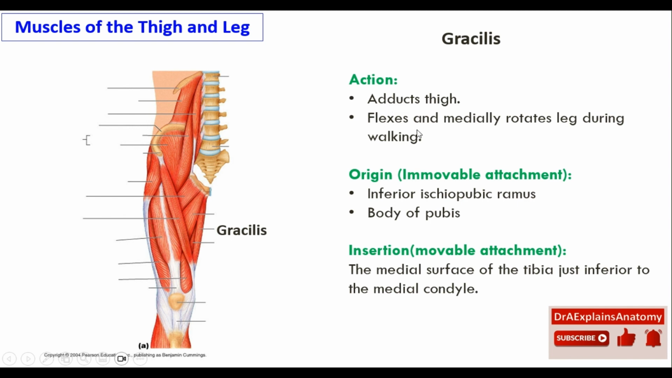The origin, which is the immovable attachment site, is the inferior ischiopubic ramus and the body of the pubis. The pubis is one of the three bones that form the hip bone. The insertion: it is inserted on the medial surface of the tibia, which is this bone right here, just inferior to the medial condyle. The medial condyle is a structure located on the tibia.